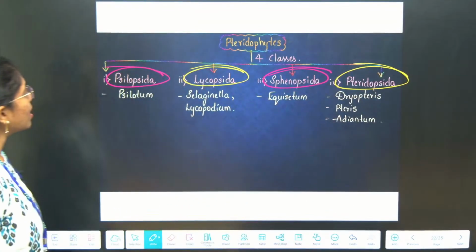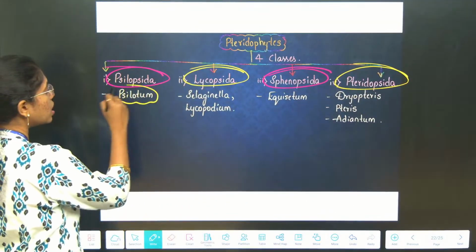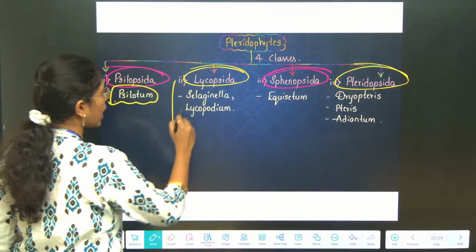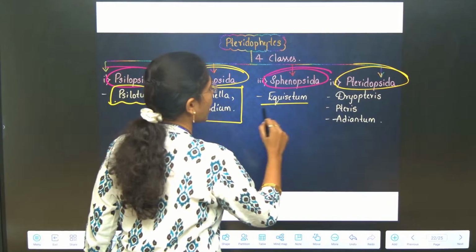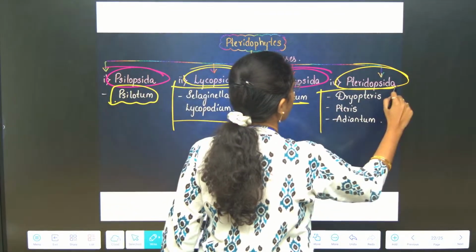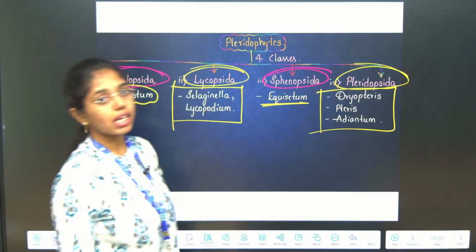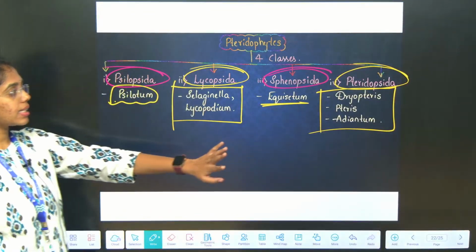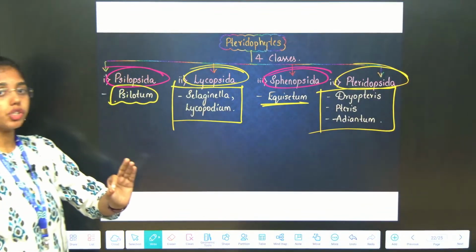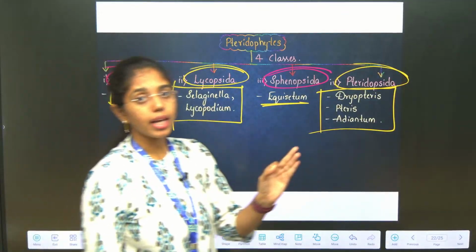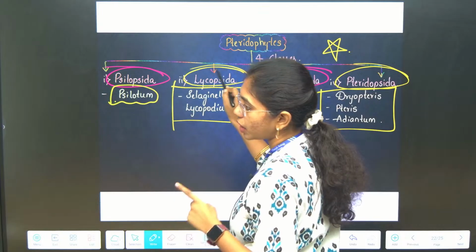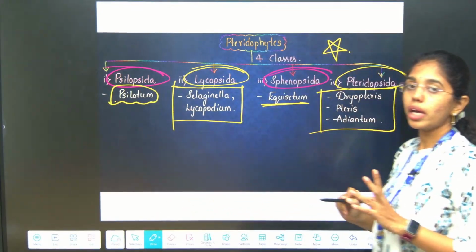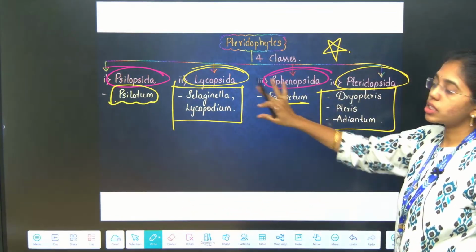In Coelopsida, the best example is Coelotum. Lycopsida: Selaginella and Lycopodium. Sphenopsida: Equisetum. Pteropsida: Bryopteris, Pteris and Adiantum. These are the examples you have to remember for sure. Quite a few times in your EAPCET PYQs, questions are asked directly from the classification of pteridophytes: 4 classes, and in each class its examples.